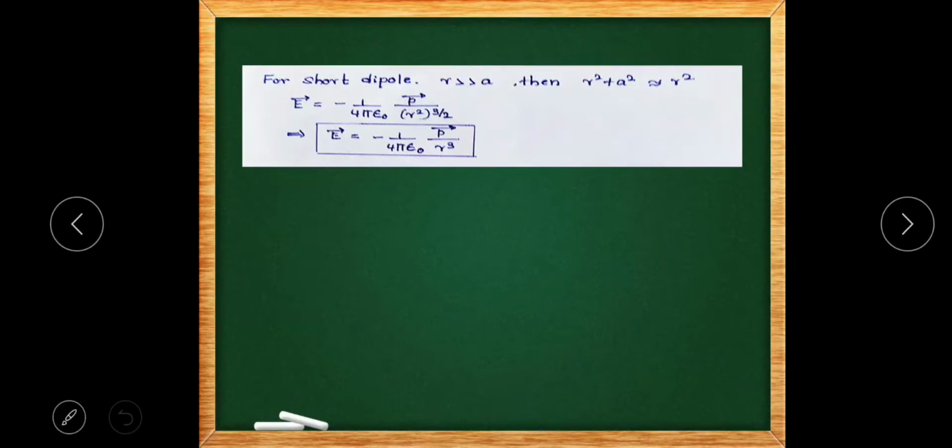Remember this expression and also this derivation, it is important for 5 marks. For the axial line we get E equals 1 by 4 pi epsilon naught 2p by R cube. For the equatorial line, E equals minus 1 by 4 pi epsilon naught vector p divided by R cube.